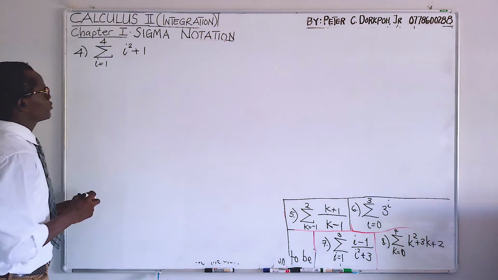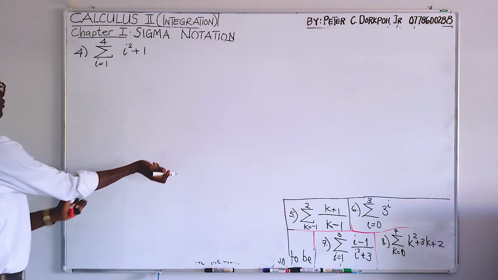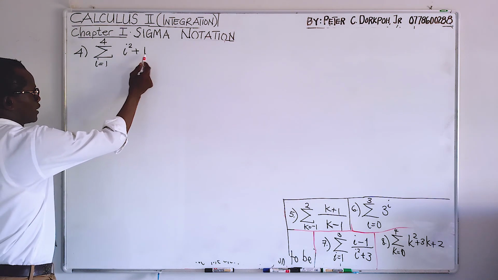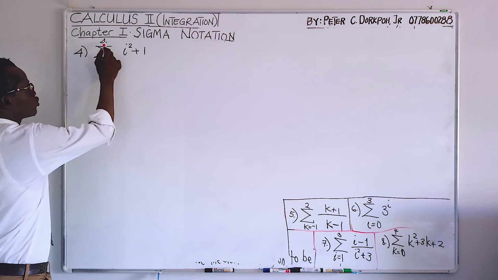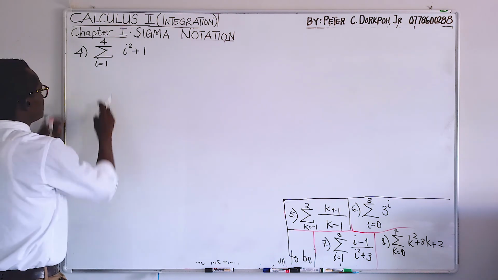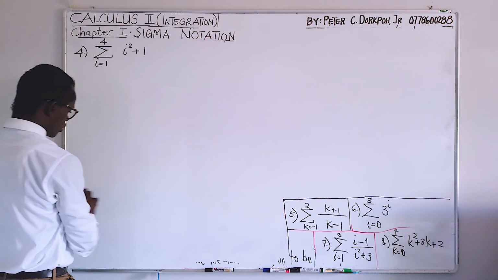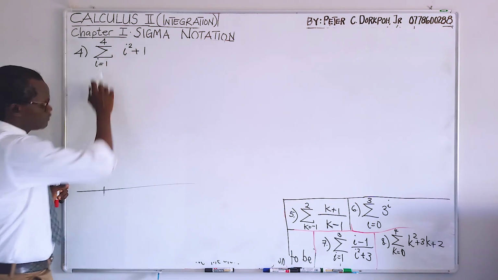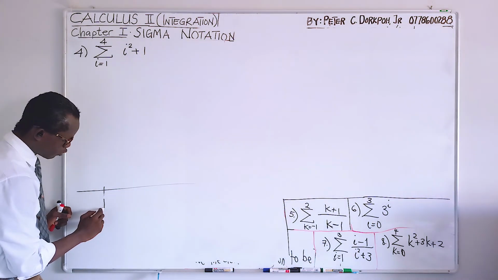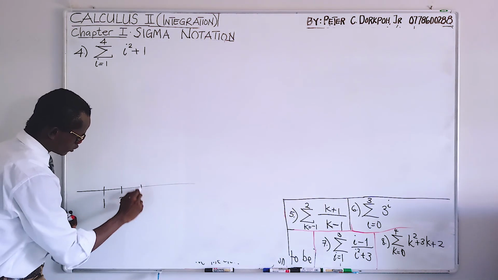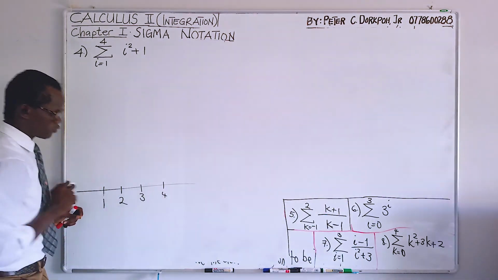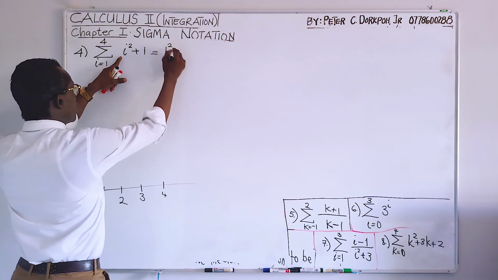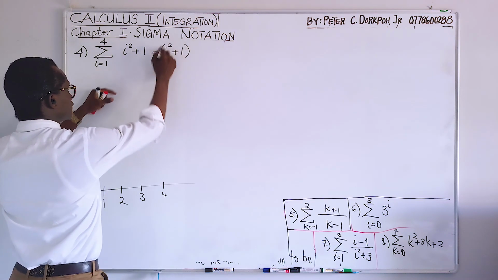And so let's do the next problem. The next example says the summation of r squared plus 1 as r leads from 1 to 4. So it means that we must be able to replace this r with these values, meaning from 1 down to 4: when r is 1, 2, 3, and 4. So the first one, when r is 1, you have 1 squared plus 1, right?